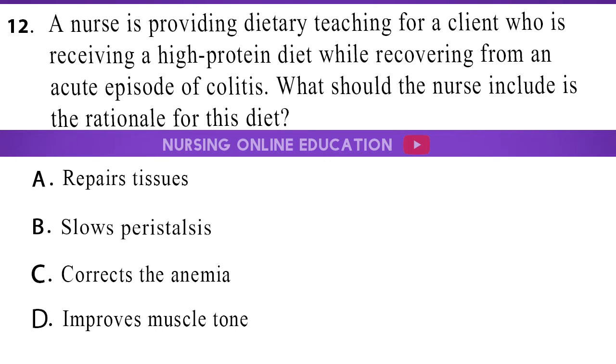12. A nurse is providing dietary teaching for a client who is receiving a high-protein diet while recovering from an acute episode of colitis. What should the nurse include as the rationale for this diet? A. Repairs tissues. B. Slows peristalsis. C. Corrects the anemia. D. Improves muscle tone. The answer is option A, repairs tissues.